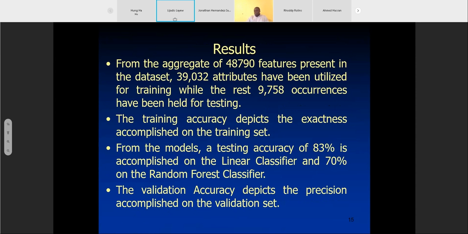And finally, what I have got here, from the aggregate of 48,790 features present in the dataset, 39,032 attributes have been utilized for training, while the rest 9,758 instances have been held for testing. The training accuracy depicts the exactness accomplished on the training set. From the model, a testing accuracy of 83% is accomplished on the linear logistic classifier and 70% on the random forest classifier. And the validation accuracy depicts the precision accomplished on the validation set.